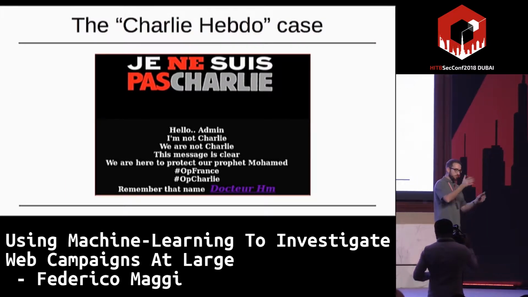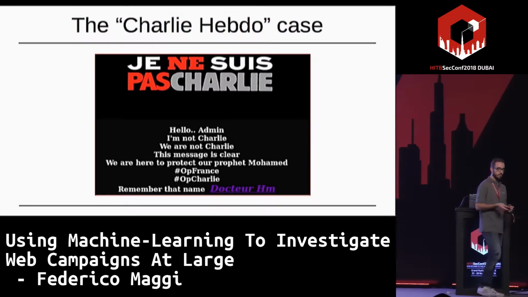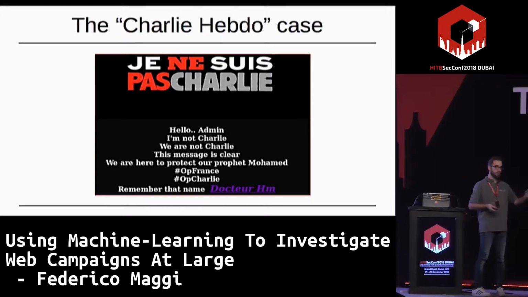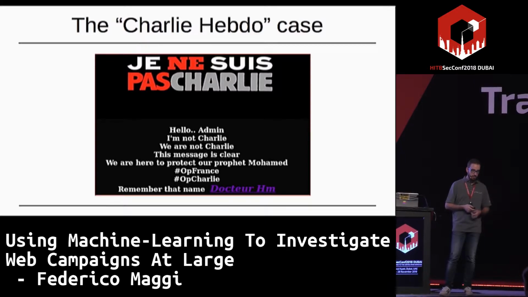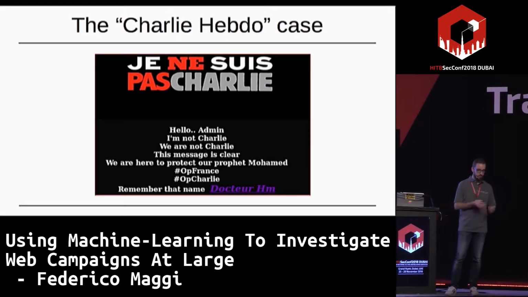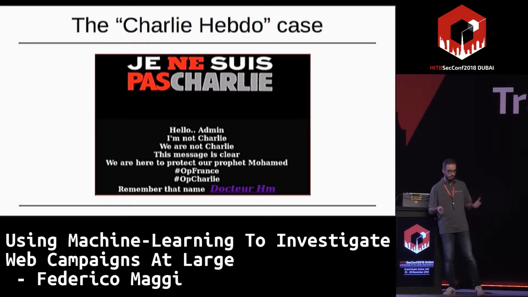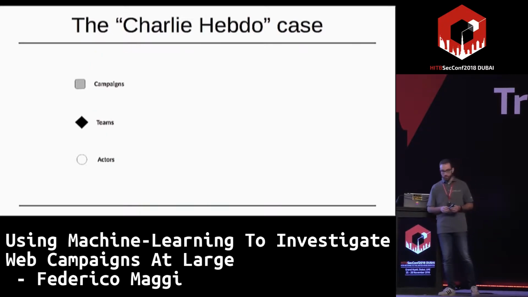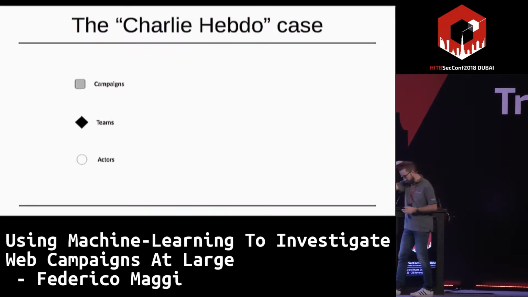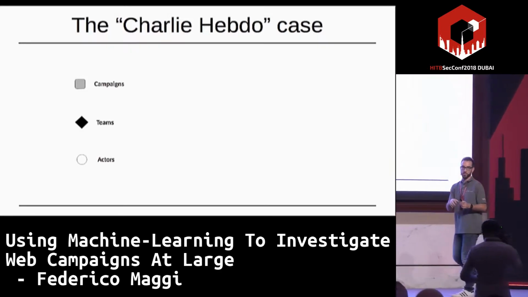Just to give you an example, in the Charlie Hebdo case, you could see an example of a page that says, "Je ne suis pas Charlie." I don't speak French. I wish my colleague were here because he knows how to translate this properly. But this is saying that we are here to protect our Prophet Muhammad, Op France, Op Charlie, remember the name. So what's interesting is that now that we have all of these clusters and campaigns, we can look at them. We can explore them.